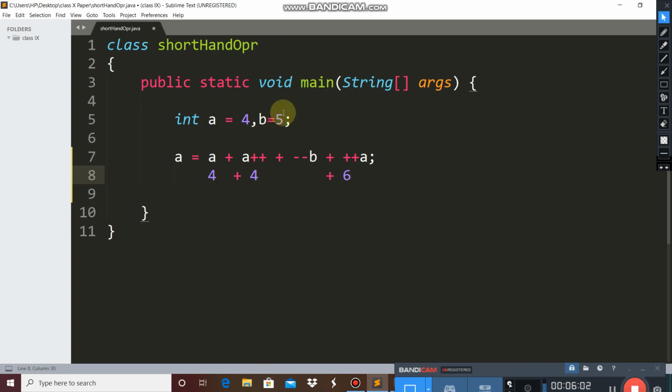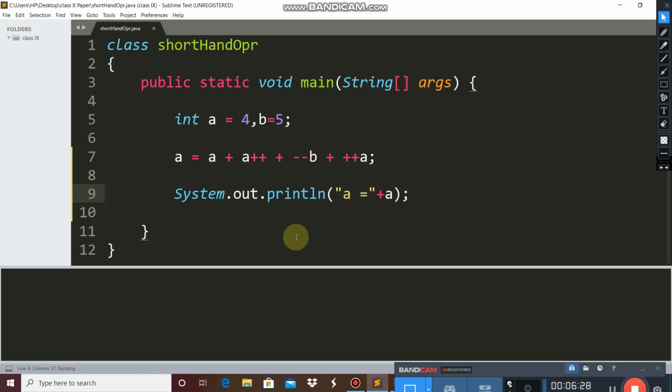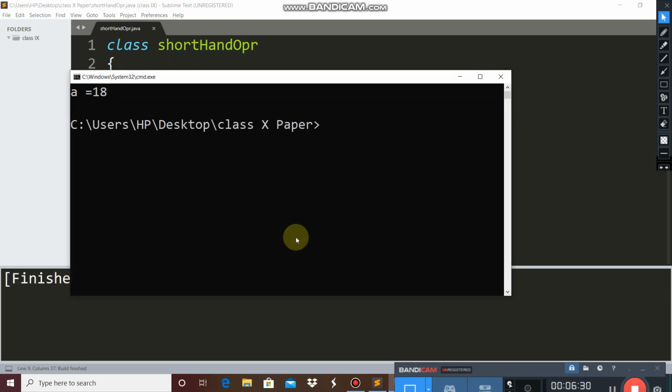Now for this b, it is a pre-decrement operator. Before usage it became 4. Now just add up all these values: 6 plus 4 is 10, 10 plus 4 is 14, 14 plus 4 is 18. So if we display the value here, you see that it is 18.